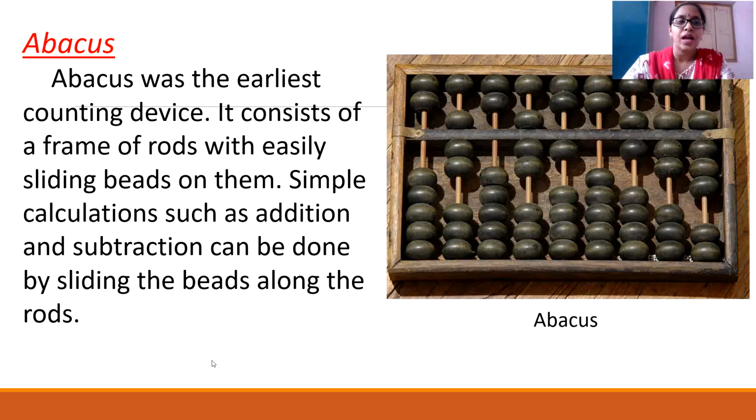Abacus. Abacus was the earliest counting device. It consists of a frame of rods with easily sliding beads on them. Simple calculations such as addition and subtraction can be done by sliding the beads along the rods.